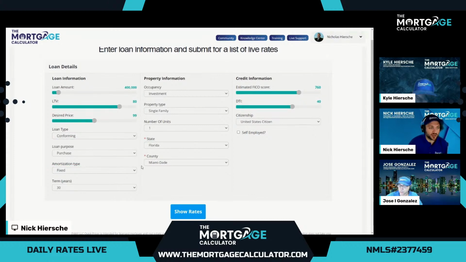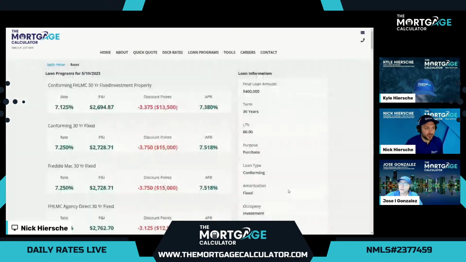So we'll start with conforming. Everything else is staying the same. All we've changed is the occupancy to investment property. So let's check out the investment rates this morning.